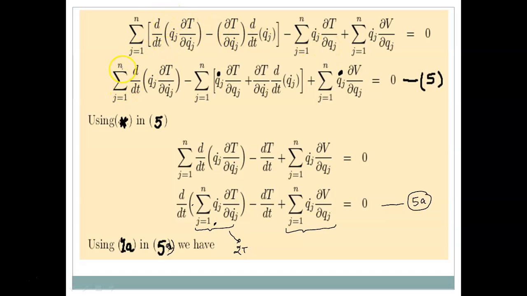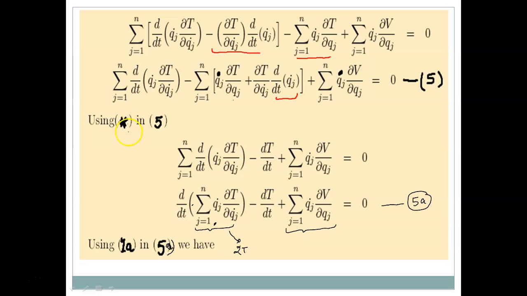Summation j going from 1 to n, Qj dot del T by del Qj dot minus, we are combining this term and this term, both the negative terms, then this becomes Qj dot del T by del Qj, and del T by del Qj dot times d by dt Qj dot, we are writing it like this, plus the last term Qj dot del V by del Qj is here. This is equation number 5.